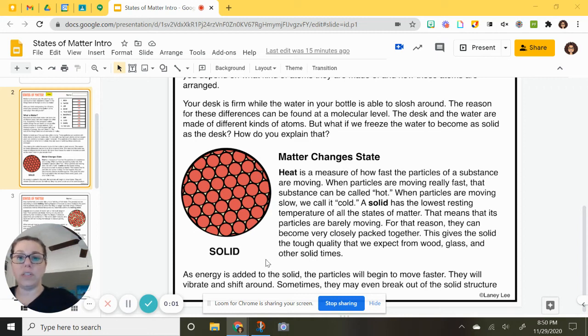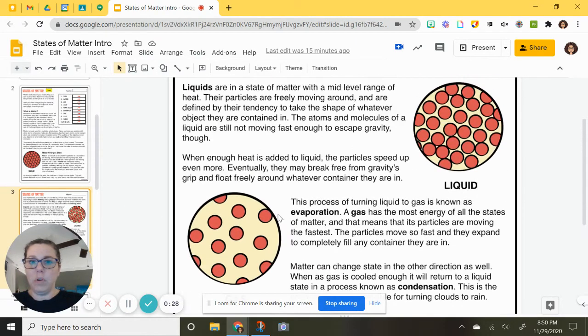So we're ready for our second part of the reading, and it's only these few sentences on the last slide. As energy is added to the solid, the particles will begin to move faster. They will vibrate and shift around. Sometimes they may even break out of their solid structure. So let's go on and learn a little bit more about that.